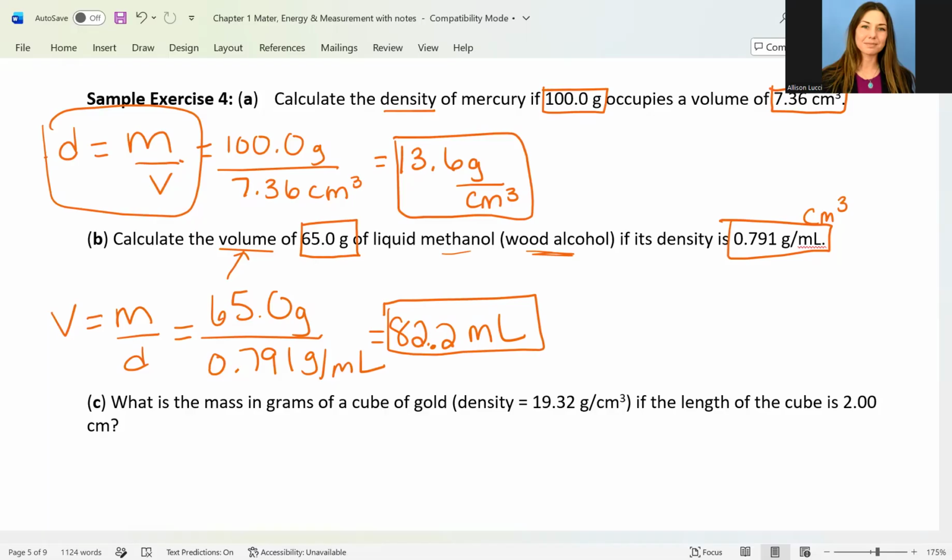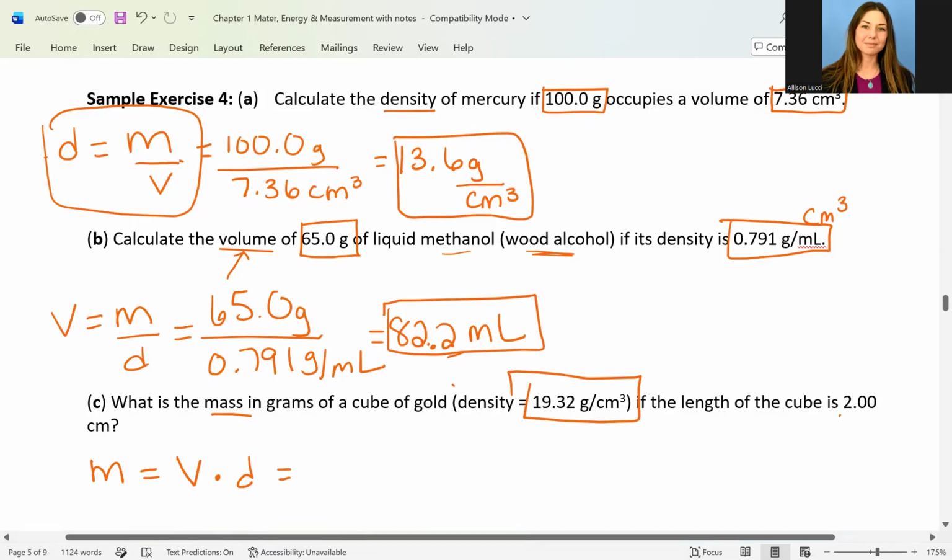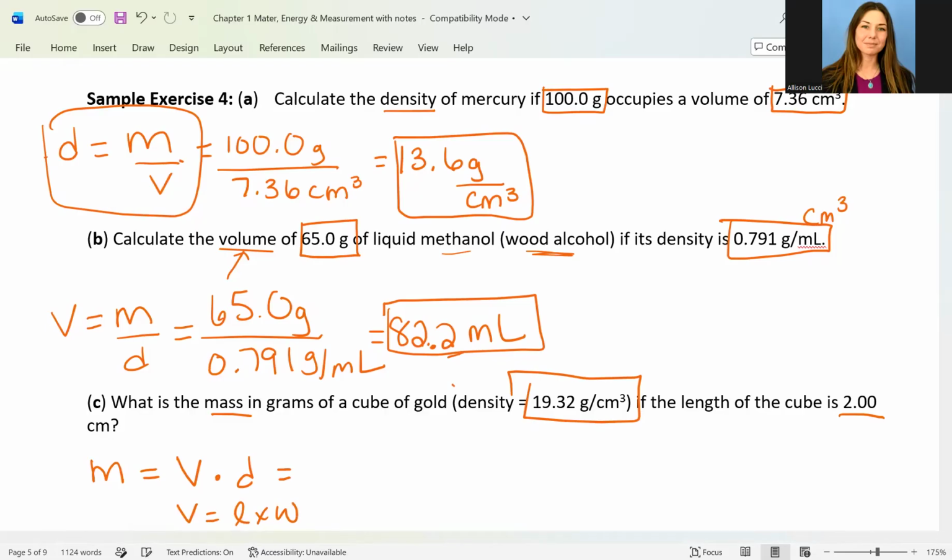The last part here, part C, we're asked to solve for mass now. So we can once again rearrange that equation and say that mass is going to equal volume times density. We're given the density of our cube of gold, and we're also given a length of the cube, so we can solve first for volume. Volume is length times width times height. All three sides being the same in a cube, we would have 2.0 cubed, right, to the third power.